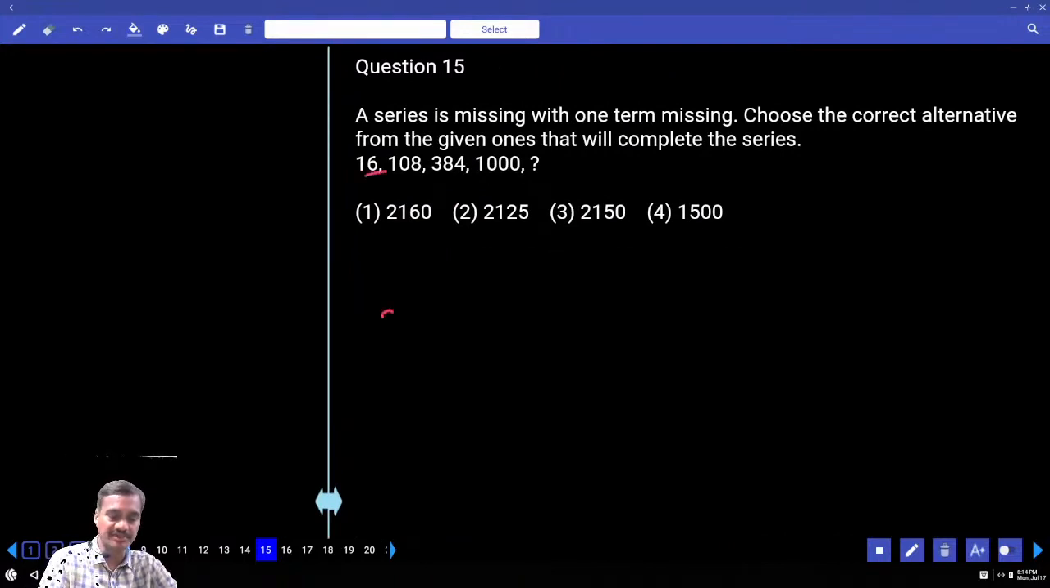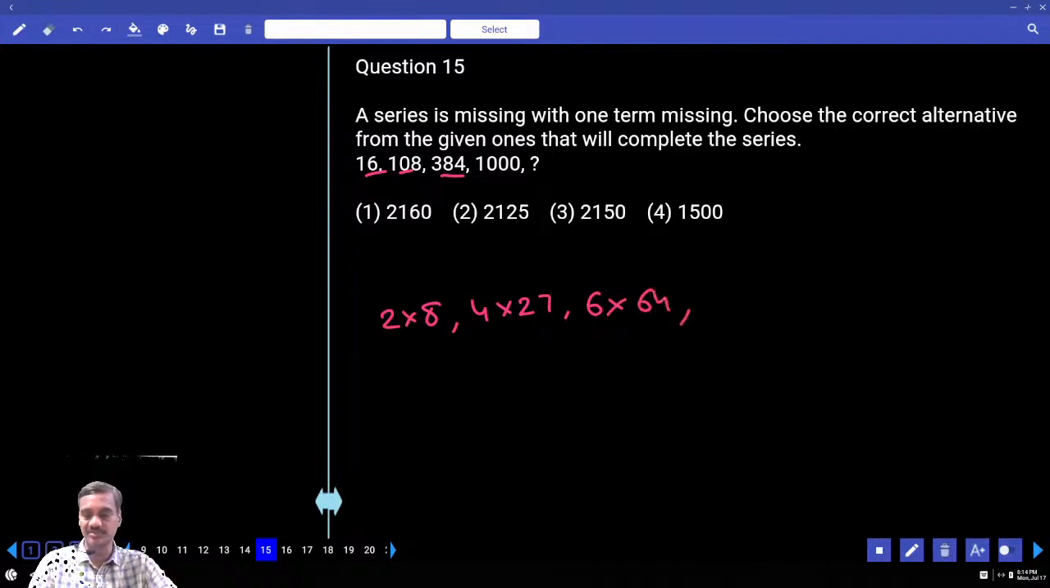Now this 16 can be written as 2 into 2 cube. Right, 2 into 2 cube. And 108, 4 into 3 cube, 27 into 4, 108. Now this one, and 6 into 8 cube. What is 8 cube? 64. And 360 plus 24, and 384. And 2, 4, 6. Next one is 8 into 5 cube, 125. And next one, 10 into how much? 10 into 6 cube. And 6 cube is how much? 216. Now 2160, choice 1, question number 15.